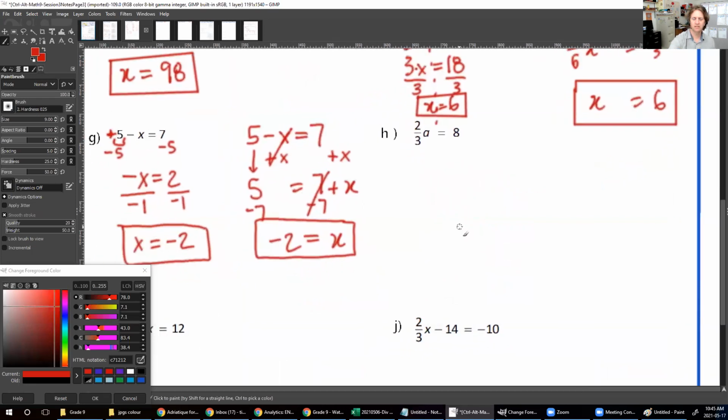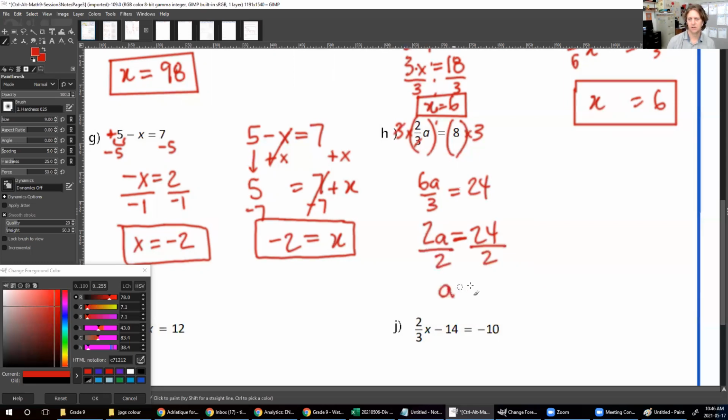Okay, I hope that you guys can still see this. I'm going to move on to this one. I'm going to do it the other way. I want to get rid of this 3. And everything's divided by 3, so I'm going to multiply by 3, and I'm going to multiply this side by 3. I'm just going to put brackets around this so you can tell what I'm doing. So this could be 6a over 3 equals 24. Or you could just cancel these and say this is 2a is equal to 24. You just cancel those out, and you're left with 2a is equal to 24. I'm going to divide by 2 for both sides. A is equal to 12.